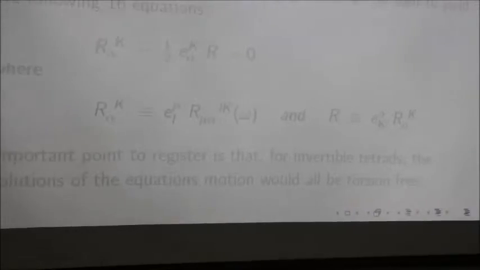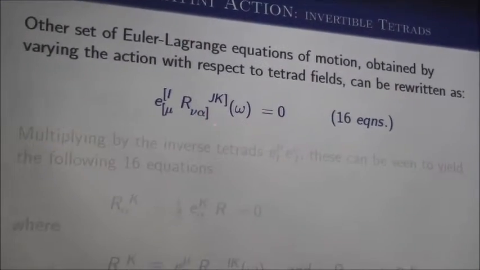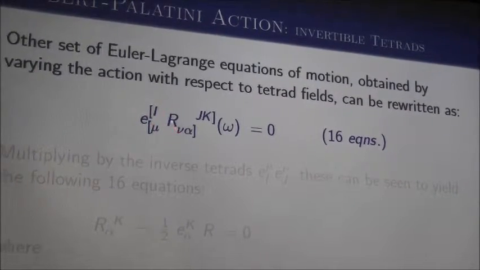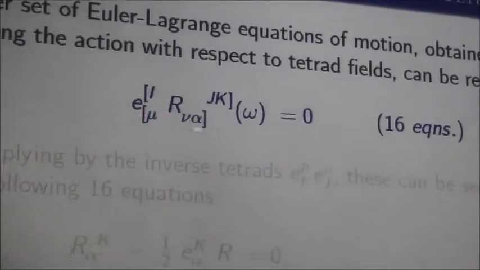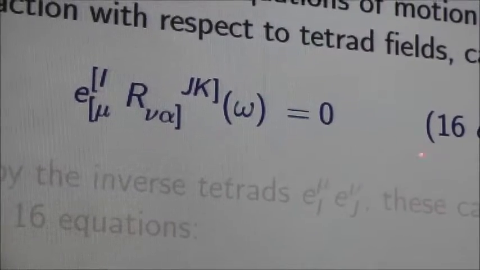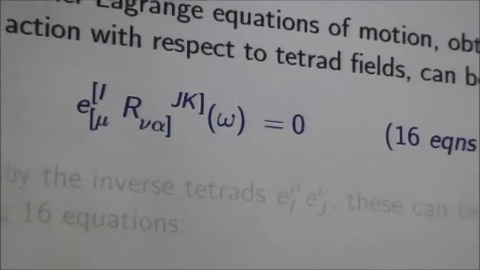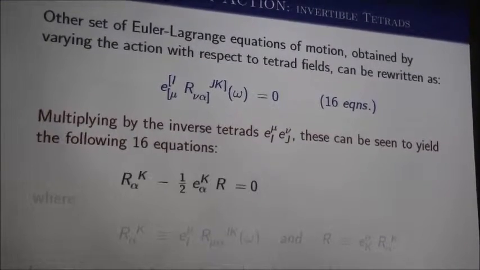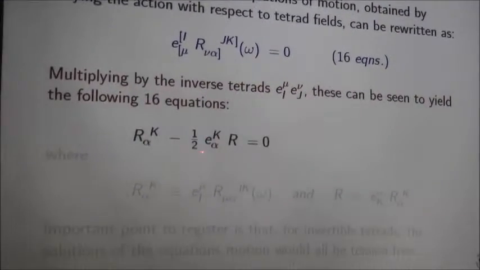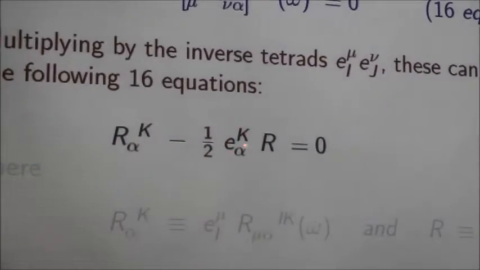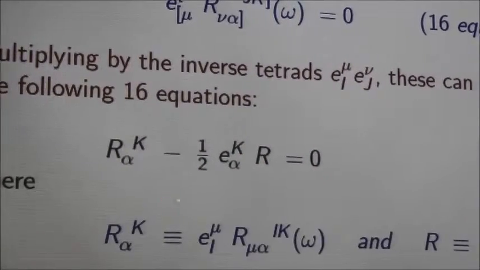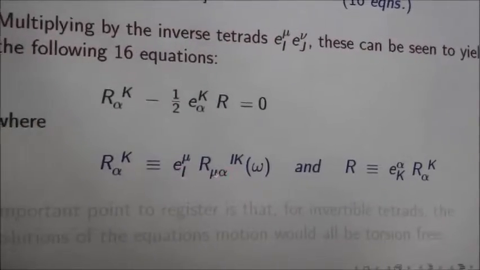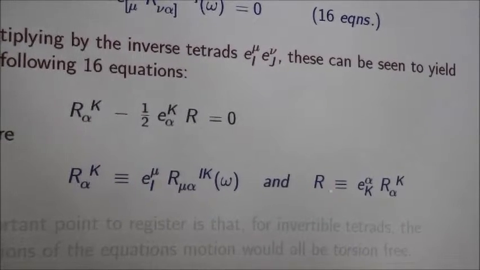Now let's look at the other set of Euler-Lagrange equations that we had, and they can be rewritten in this way: E mu I, R mu alpha, Jk, antisymmetrized over these three sets of indices. These are the same 16 equations, and multiplied by inverse tetrads, this set of 16 equations can be reduced to an equivalent set of 16 equations: R alpha k minus half E alpha k R equal to 0, where R is constructed from the field strength by contracting a pair of indices with a tetrad and inverse tetrad, and R is the scalar constructed from that.